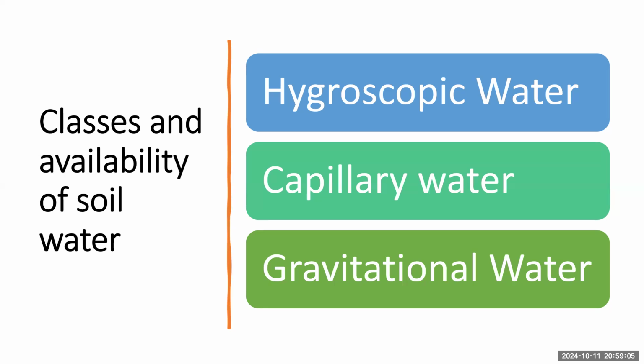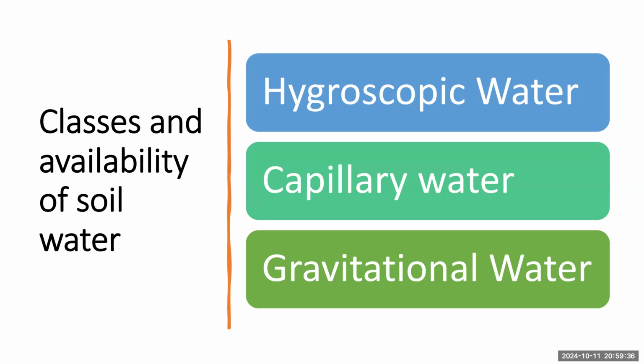Next is the capillary water. So capillary water is the water in excess of hygroscopic water and which is held in the soil sample due to the molecular attraction between soil particles. So that is called a capillary water. That capillary water is present in the soil and it can be used for the growth of the plant. So it is a useful water.